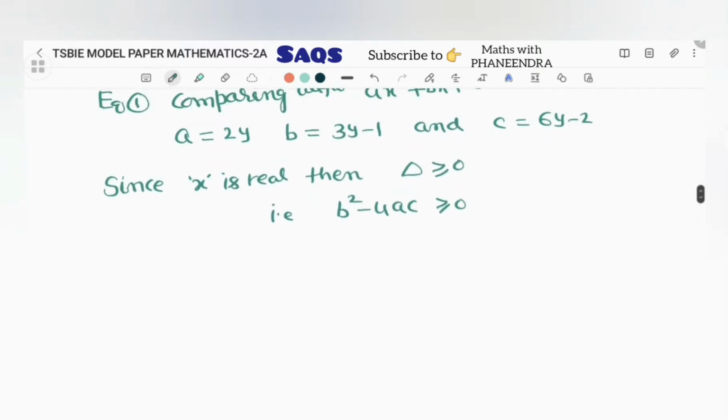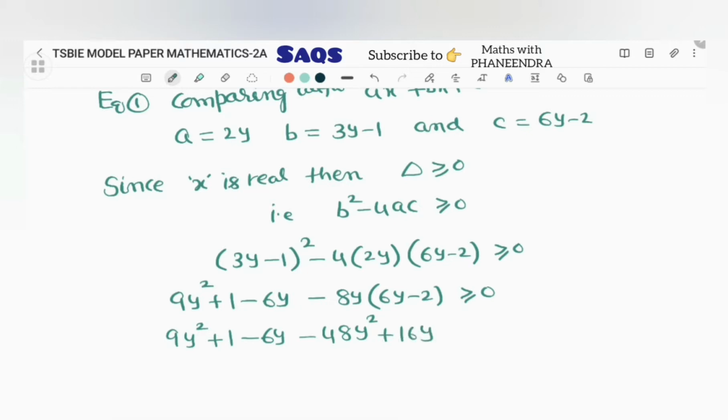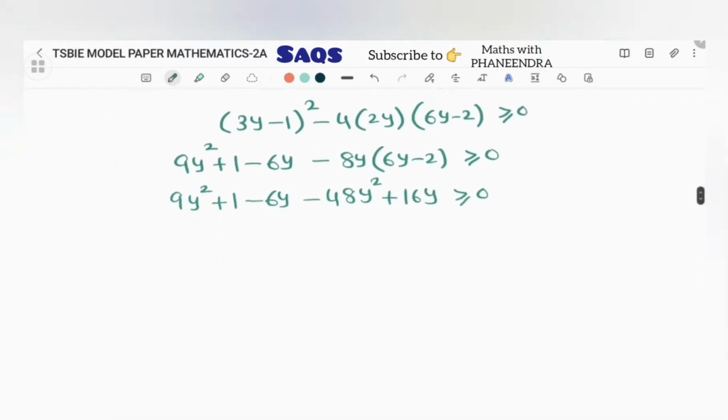So b square, what is b square? (3y minus 1) whole square minus 4 into 2y into c value (6y minus 2) is greater than or equal to 0. Here (a minus b) whole square expansion: 9y square plus 1 minus 2 into 3y into 1, 6y, minus 8y into (6y minus 2) is greater than or equal to 0. 9y square plus 1 minus 6y minus 48y square plus 16y is greater than or equal to 0.